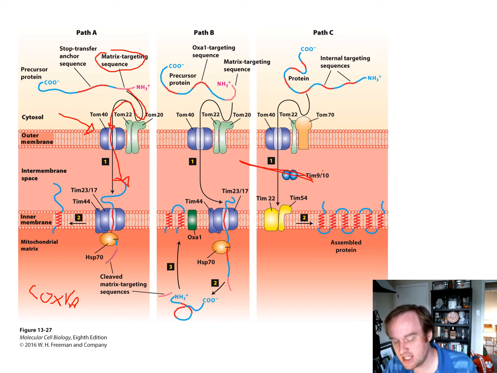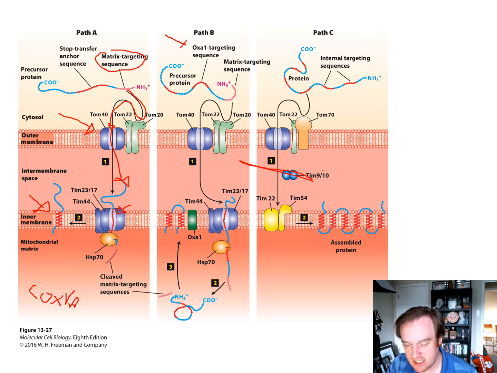So TOM and TIM, OM for TOM stands for outer membrane, IM stands for inner membrane. So TOM and TIM are kind of the same thing, but just on different membranes. So this matrix targeting sequence will be recognized by TIM44 here. And when that occurs, this blocks transfer through TIM, and it releases TIM into the inner membrane. So that stop transfer is recognized there, and it says, okay, this is as far as you go, stop and release.